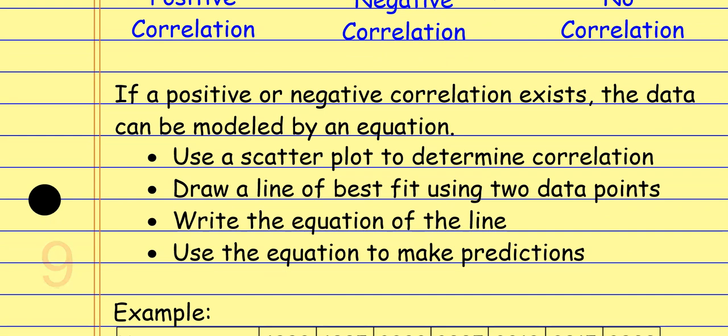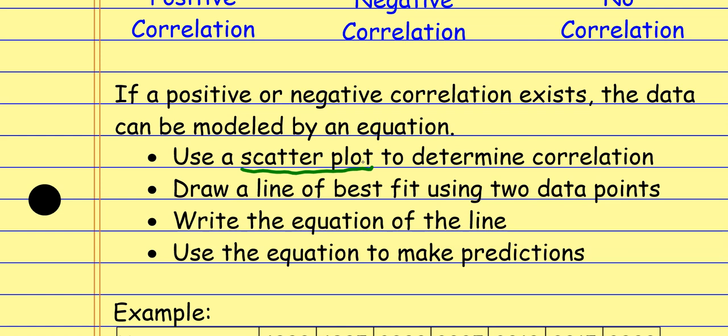Here's what we do. We draw a scatter plot, which is essentially just plotting the points. We take whatever data values are given and plot them. That's what a scatter plot is. It will tell us if the data has positive or negative correlation, or if there's no correlation. If there's positive or negative correlation, now we can draw a line.